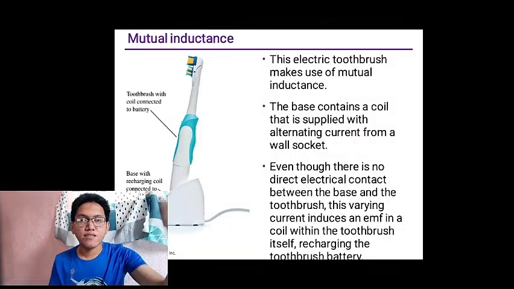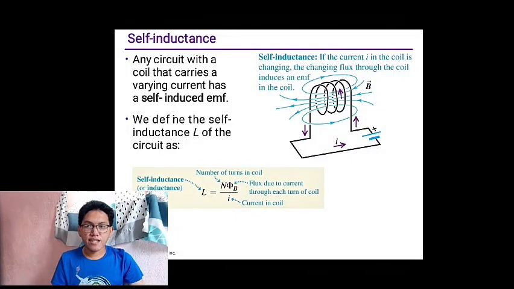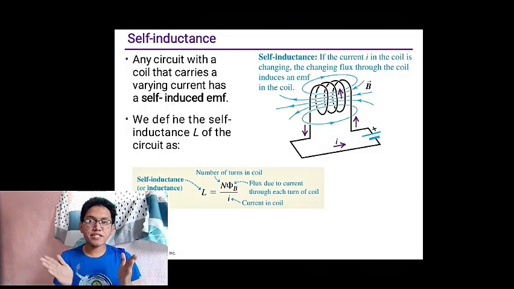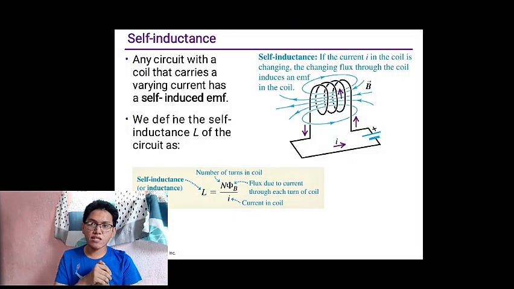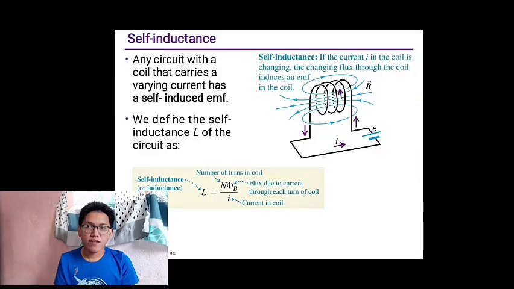So let's proceed with self-inductance. Any circuit that contains a coil and carries a time-varying current experiences a self-induced EMF. This induced EMF is produced by the current in the circuit itself and opposes the change in current, according to Lenz's law.